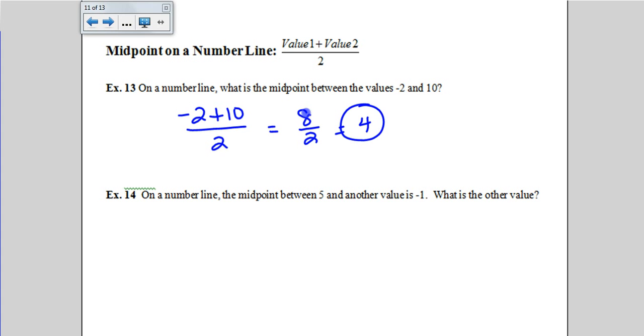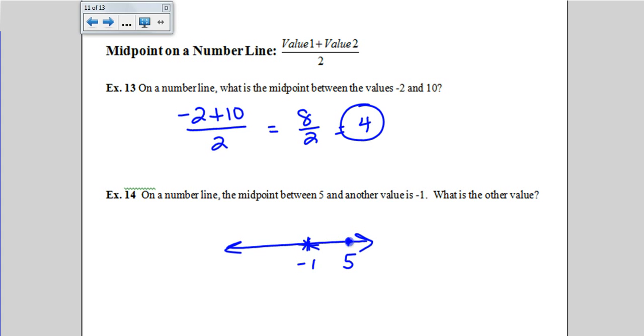Example 14. On a number line, the midpoint between 5 and some other value is -1. What's the other value? This is actually a trickier question. I am going to draw it out. The midpoint between 5 and some other value is -1. So here's 5, and here's -1, and he's actually the midpoint.